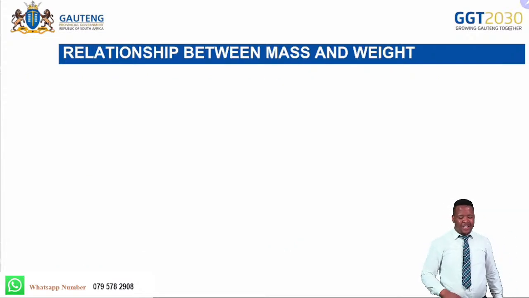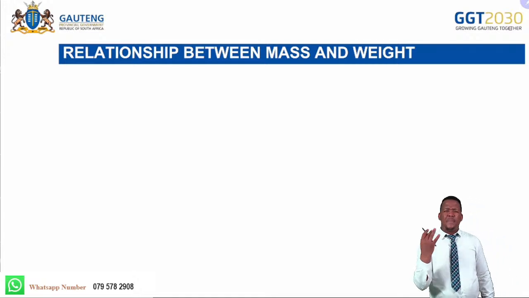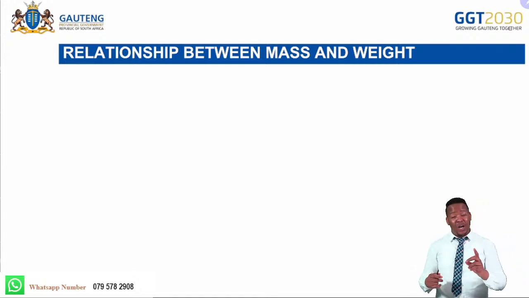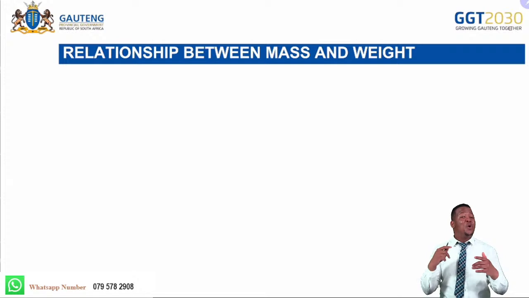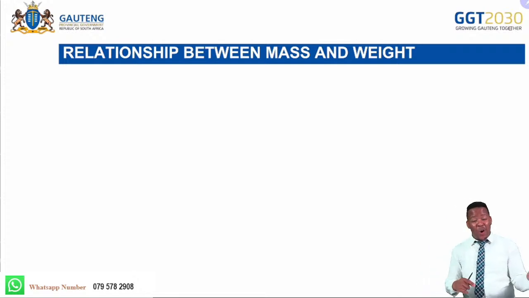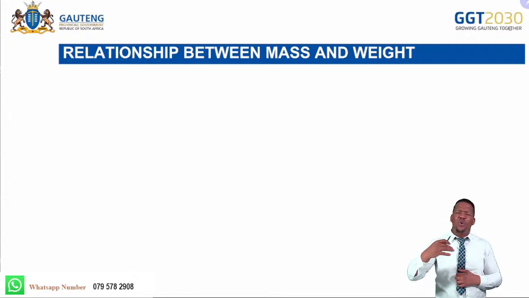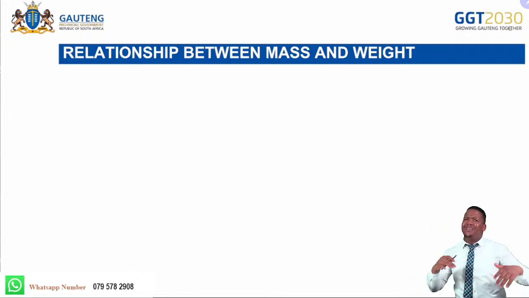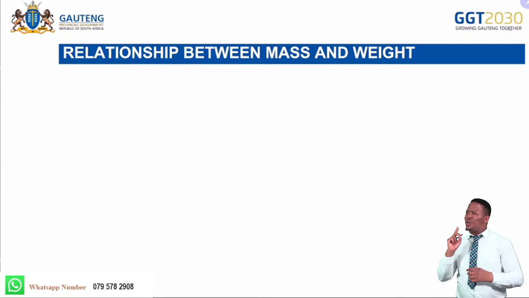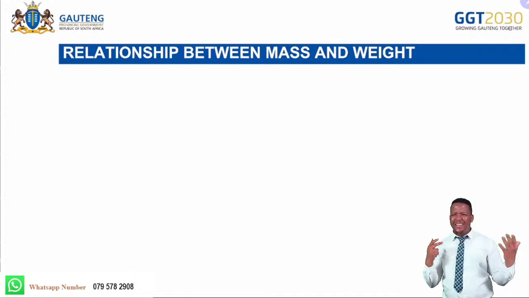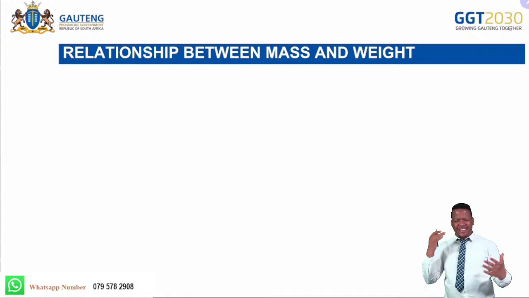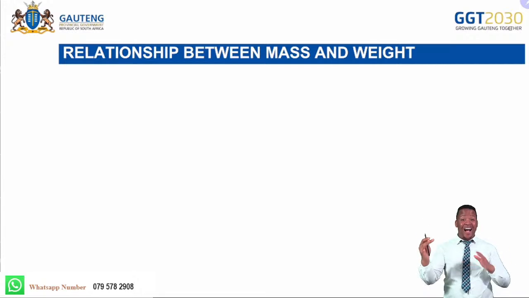calculations. The relationship between mass and weight. So whenever we talk about the gravitational force, we are always going to mention mass, we are always going to mention weight. Okay, so we want to know the relationship between mass and weight. Those two, how are they related? Do you know how they are related? Can you tell us how mass and weight are related?